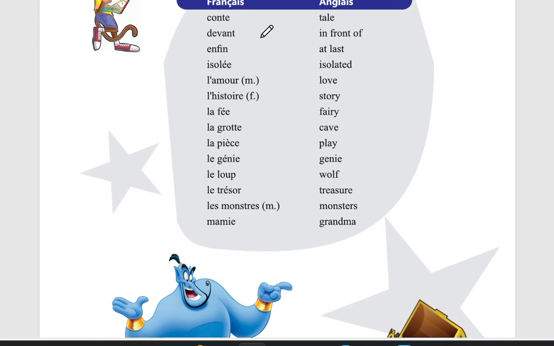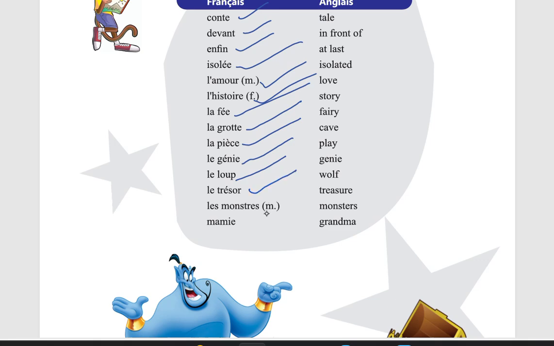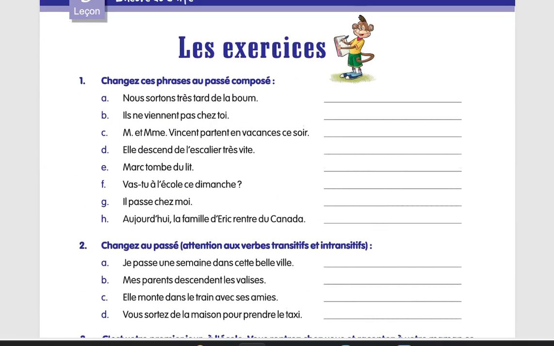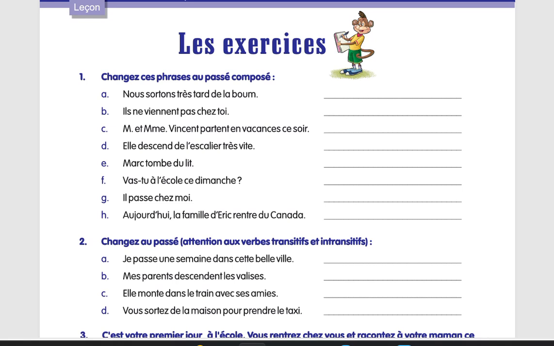Le vocabulaire: conte, devant, enfin, isolé, l'amour, l'histoire, la fée, la grotte, la pièce, le génie, le loup, le trésor, les monstres, mamie. Okay. Now we will apply that learning with these sentences.